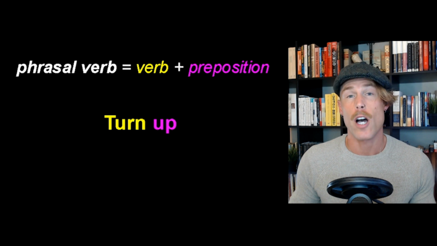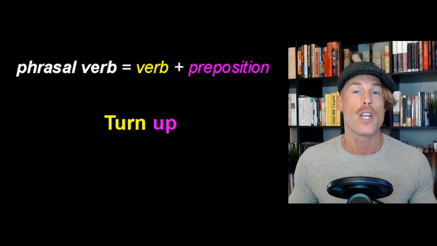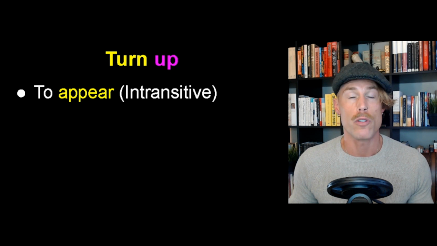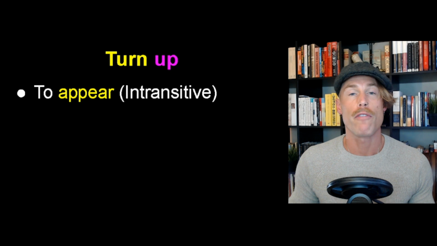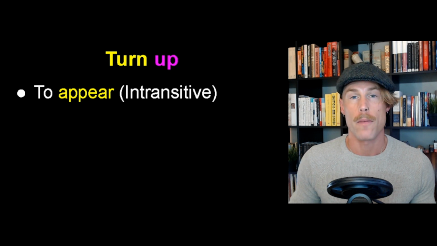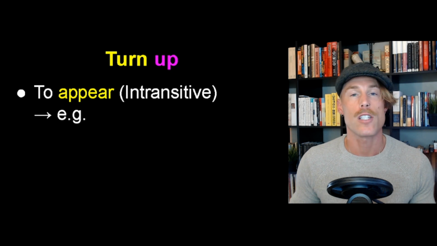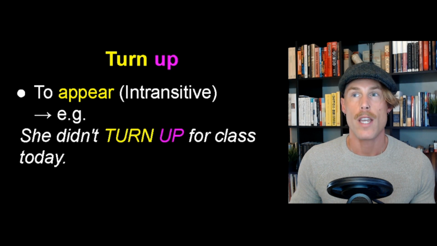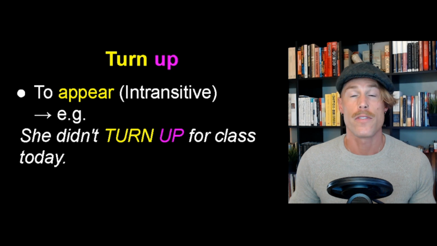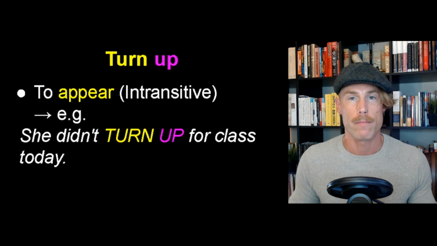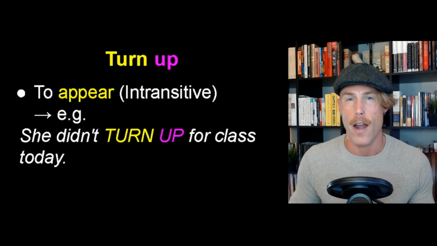Okay, let's talk about the first phrasal verb, turn up. Turn up has a few different meanings. The first one is to appear, and it's intransitive, no object. To appear. Let's look at an example. She didn't turn up for class today. This means she didn't come to class. She didn't appear. She wasn't there.